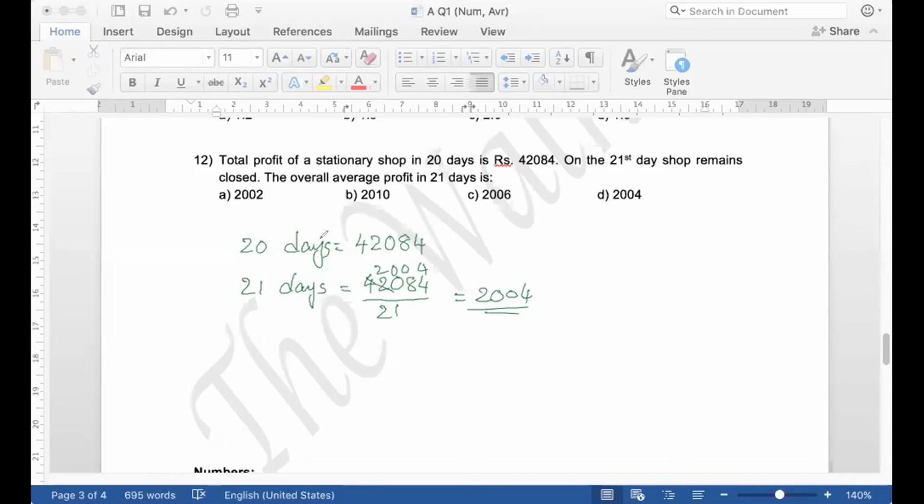Sometimes, instead of the total profit for 20 days, they may give you the average profit of 20 days. So if the average profit is given, then you have to find out the total profit for those 20 days. How do you find the total profit? Average times 20. So you'll get the total profit, then that total is divided by 21. So that is how they make the question a little more complicated.